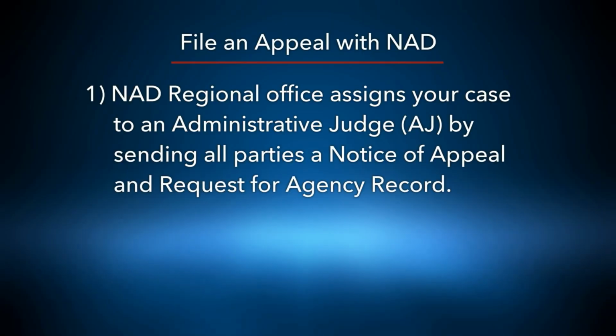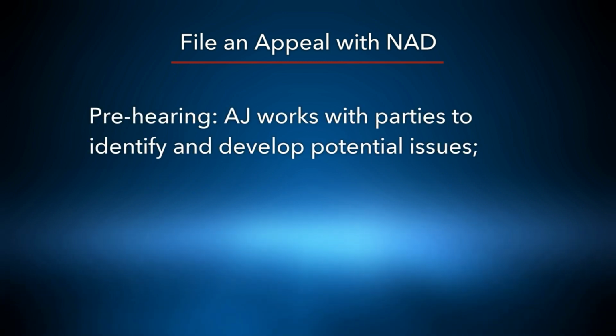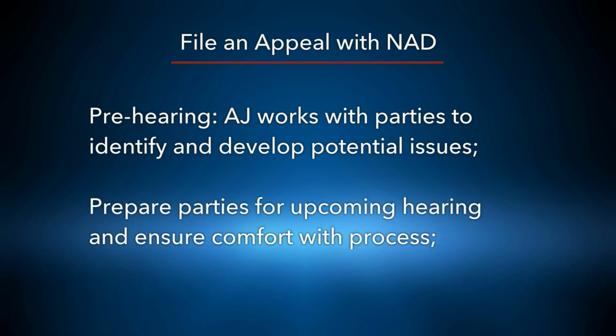So, what can you expect once you file an appeal with NAD? First, the NAD Regional Office will assign your case to an administrative judge by sending all parties a notice of appeal and request for agency record. Next, the administrative judge will schedule a pre-hearing teleconference with you, the agency representative, and any other parties to the appeal. During the pre-hearing, the administrative judge will work with the parties to identify and develop the potential issues, prepare the parties for the upcoming hearing, and ensure that they are comfortable with the process.